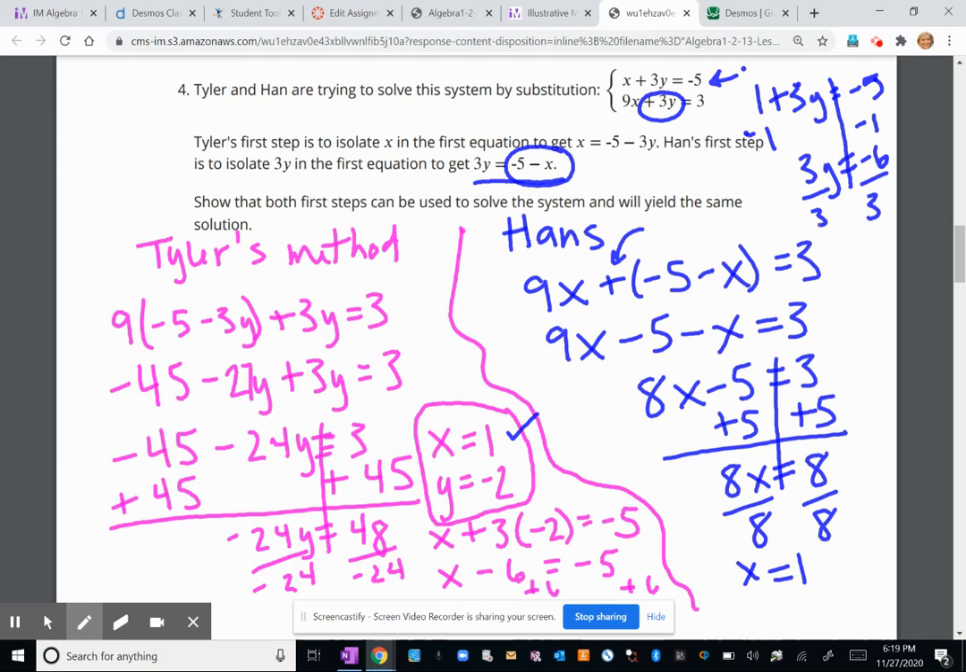So x equals 1, y equals negative 2. Also what we got on the first one. So either method works, and both methods involve substitution, just a different strategy for each one.